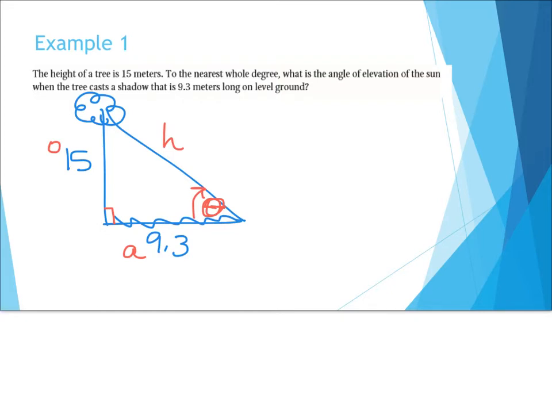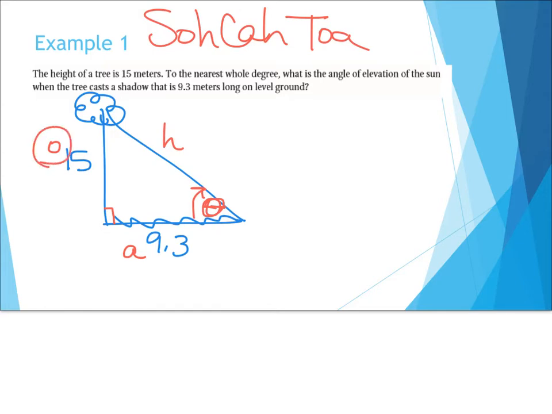So let's go with the trig function. Let's write them all out here. Let's go with the trig function that uses O and A, because that's the ones we've got. We've got an O and we've got an A. That would be tangent. So tangent of theta should be O over A. Let's fill in everything we can.